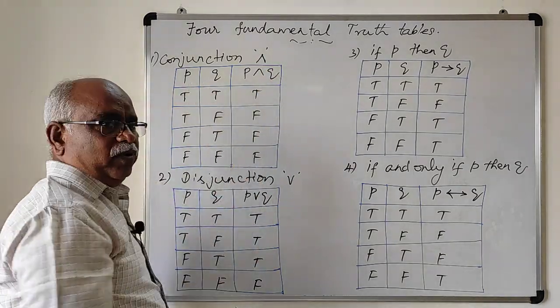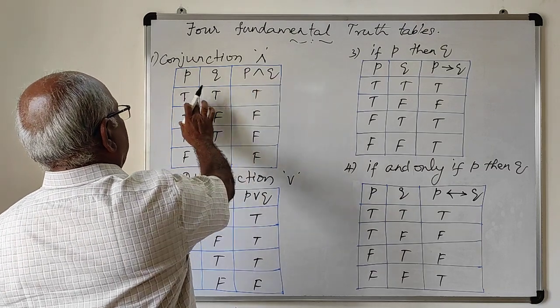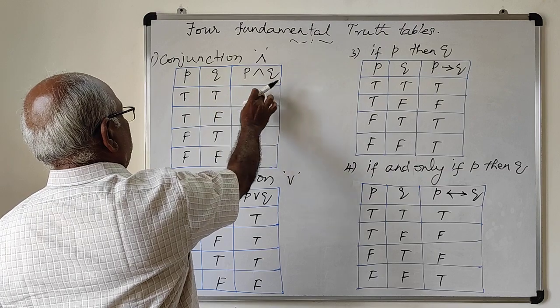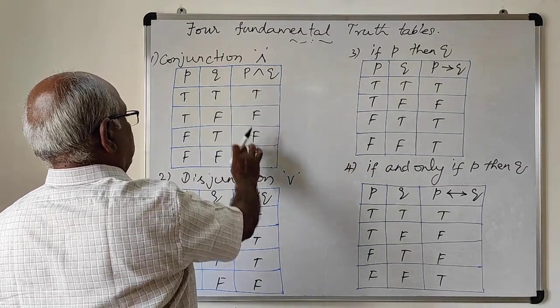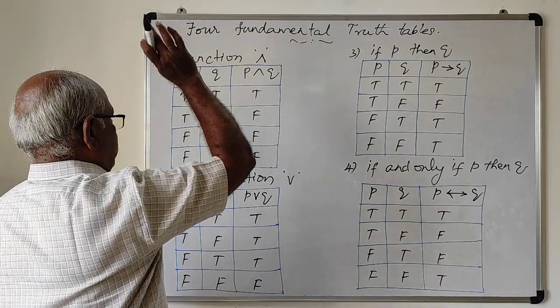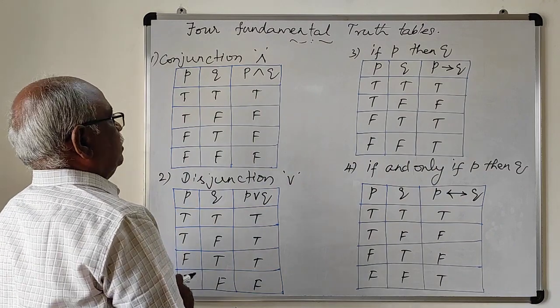P and Q are two different statements. P conjunction Q. In the conjunction table, if both P and Q are T, the truth value is T. Otherwise, the truth values are F. Both are T only, the truth value is T. Otherwise, truth value F. This is the conjunction table.